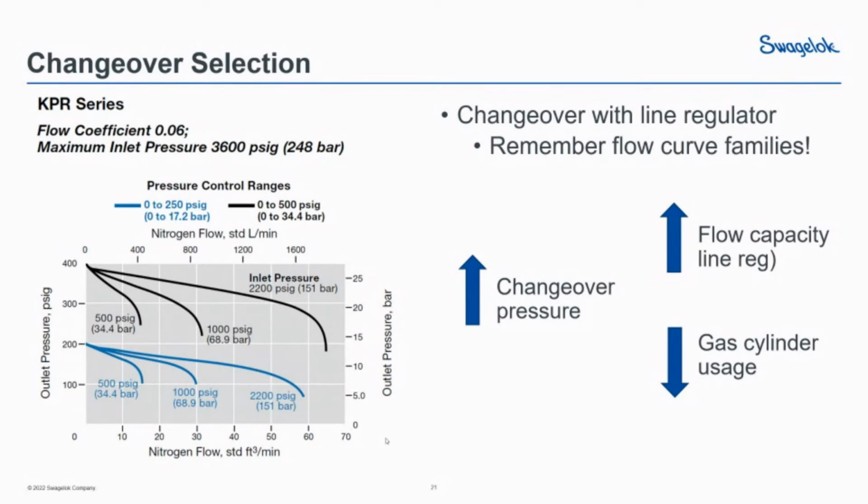Now, this is a bit of a trade-off. Whatever changeover pressure you select will be the pressure that's left in the cylinder when the system considers it to be depleted. And so it can be desirable to maximize your cylinder usage by dropping the changeover pressure to as low as you can. But if you understand that there are regulators downstream that this panel is feeding, that lower changeover pressure comes at the expense of lower flow capacity through that downstream or line regulator. So to increase that flow capacity, you may choose to increase your changeover pressure. It's all a balancing act.